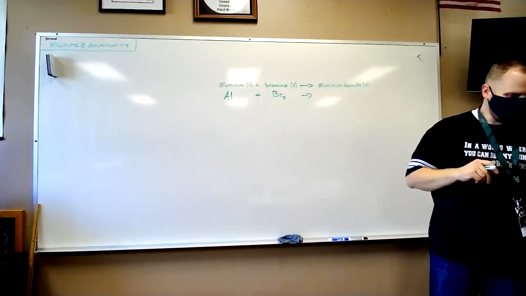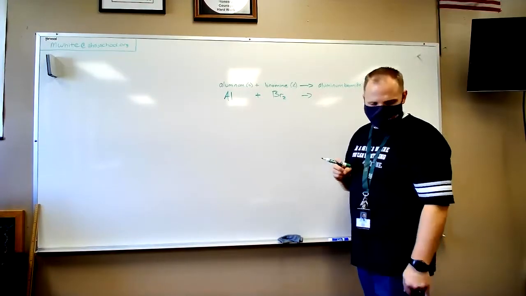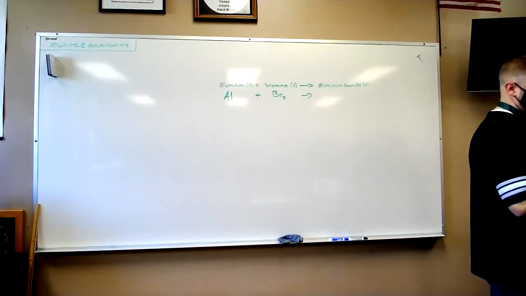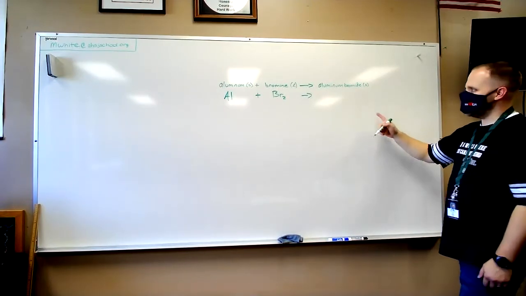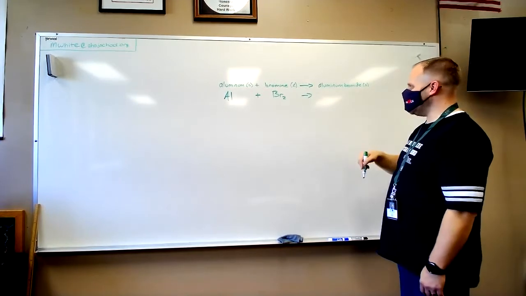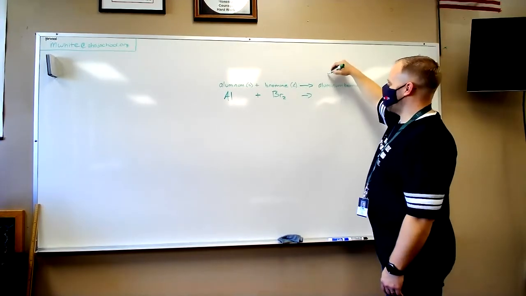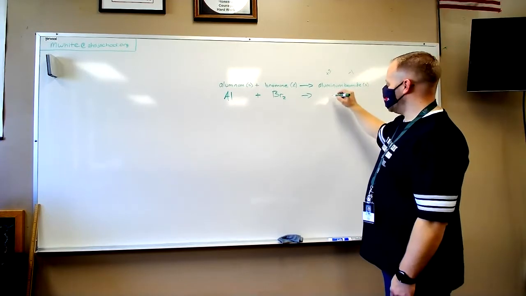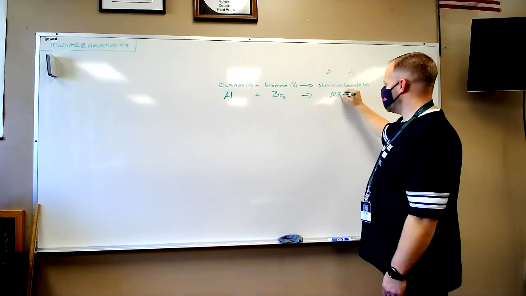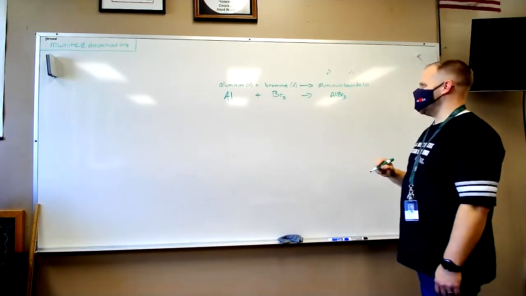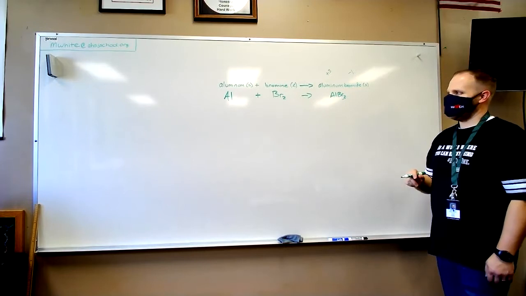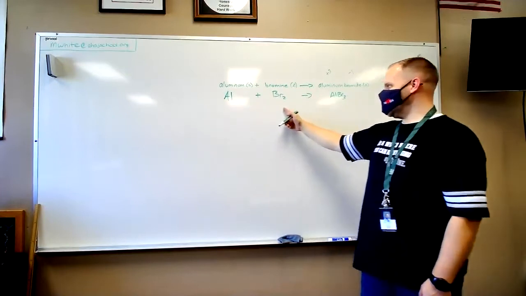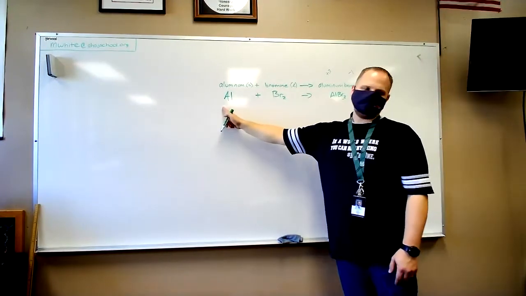And then aluminum bromide. Now, when we talked about ionic compounds, you should be able to figure out what the ratios for this will be. Aluminum forms +3, bromide -1. So we need 3 of the bromines. Okay. So this is our skeleton equation. If you were asked to write a skeleton equation, that's all you need to do.